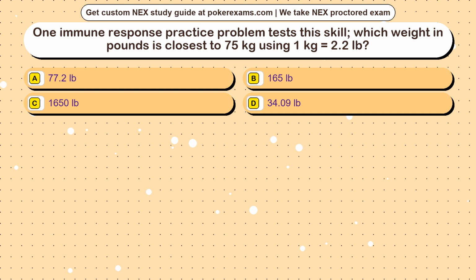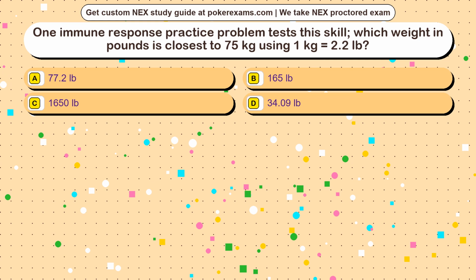Question 11. One immune response practice problem tests this skill. Which weight in pounds is closest to 75 kilograms using 1 kilogram equals 2.2 pounds? Option A, 77.2 pounds. Option B, 165 pounds. Option C, 1,650 pounds. Option D, 34.09 pounds.